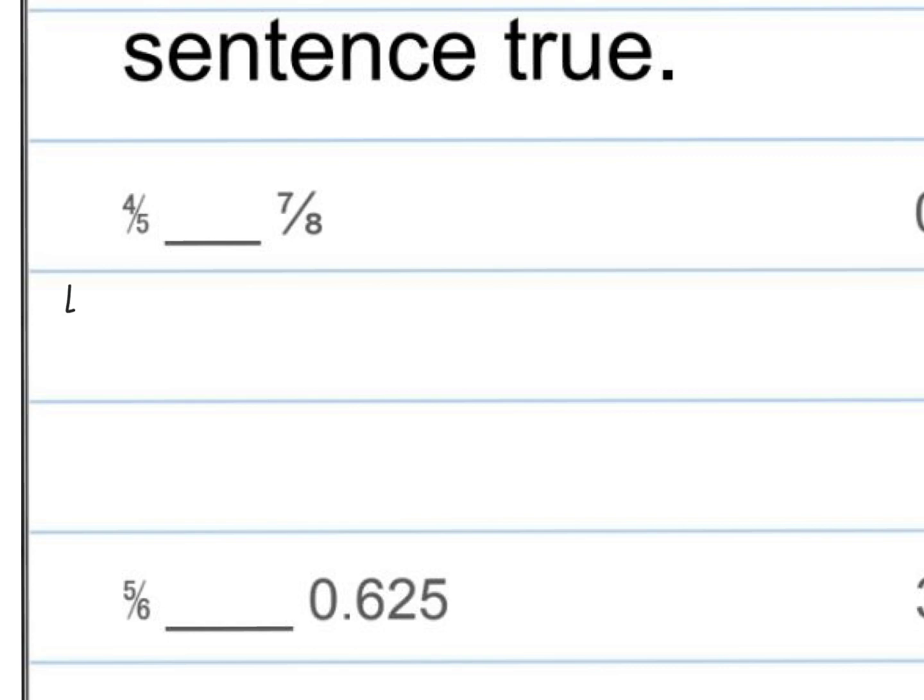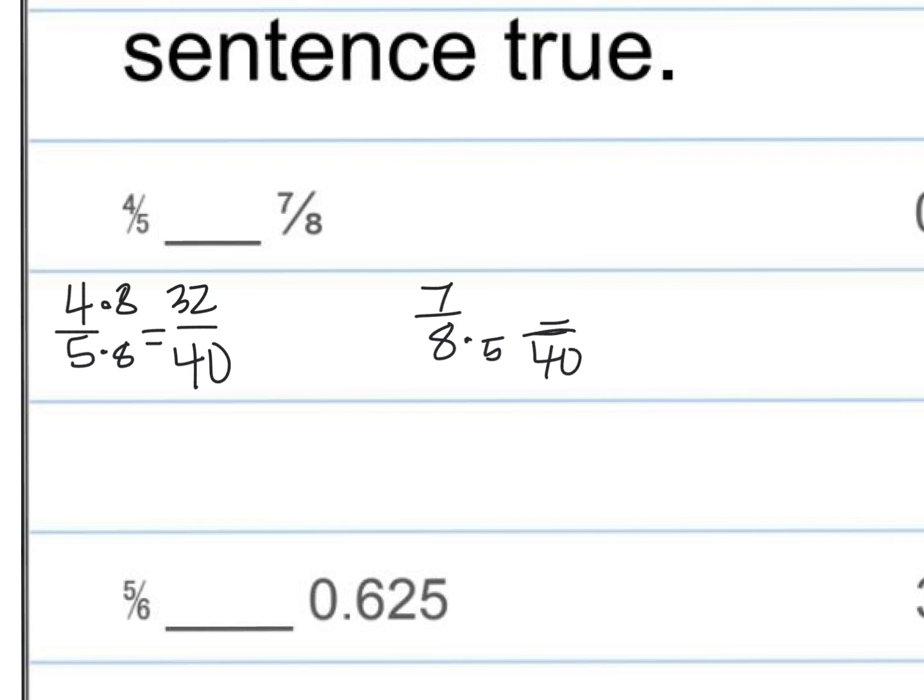So 4/5, I'm going to rewrite it like this. And I want to get it to 40ths, which means that I'm going to times my denominator by 8. And then I do the same thing on the top, so I would end up with 32 40ths. Then we have 7/8, and we're going to times the denominator by 5 to get to 40ths. And then times 5 on the top, so we get 35 40ths. We know that 35 is greater than 32, so 4/5 is less than 7/8.